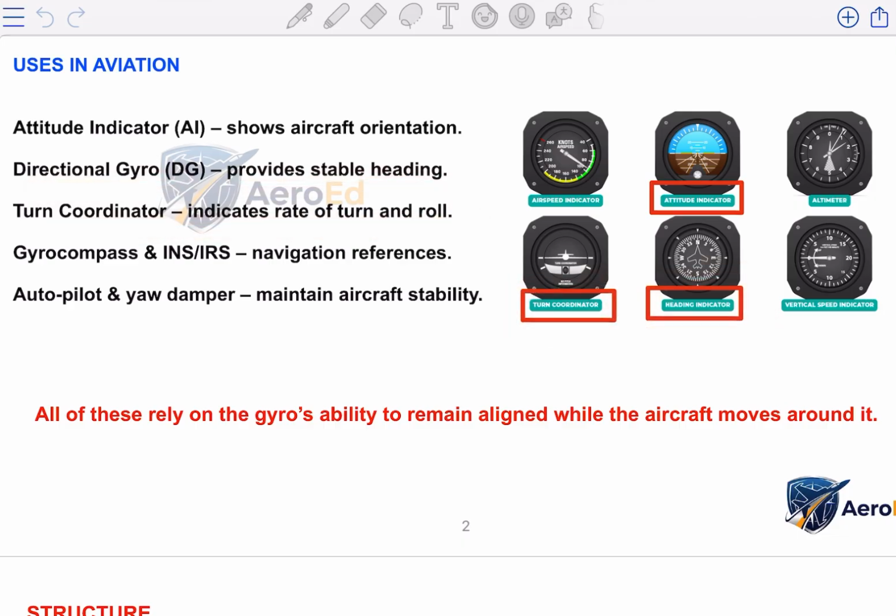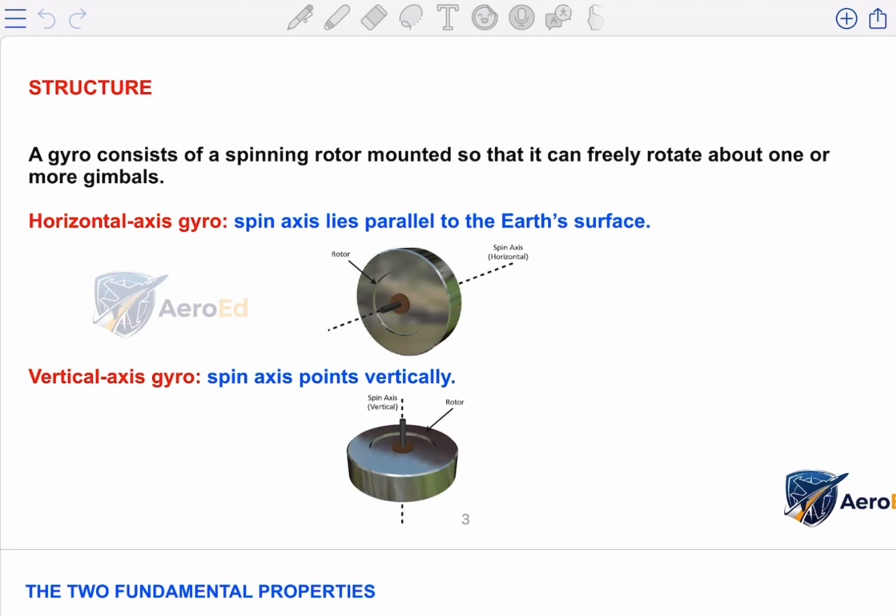Alright. And along with that, the gyro compass and INS-IRS, which provide a navigational reference, and the autopilot and yaw damper, which maintain aircraft stability, also use gyroscopes. So pilots rely on gyroscopes in their instruments to know the plane's position. Even if they can't see outside, these gyros tell them if they are turning, climbing or flying straight. All of this relies on the gyro's ability to remain aligned while the aircraft moves around it. So now we know where gyroscopes are used. Next we're going to study the structure of a gyroscope.